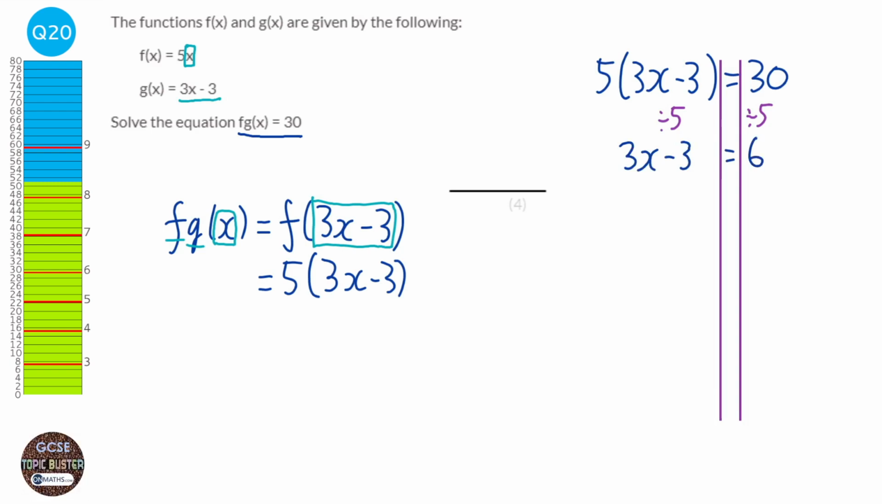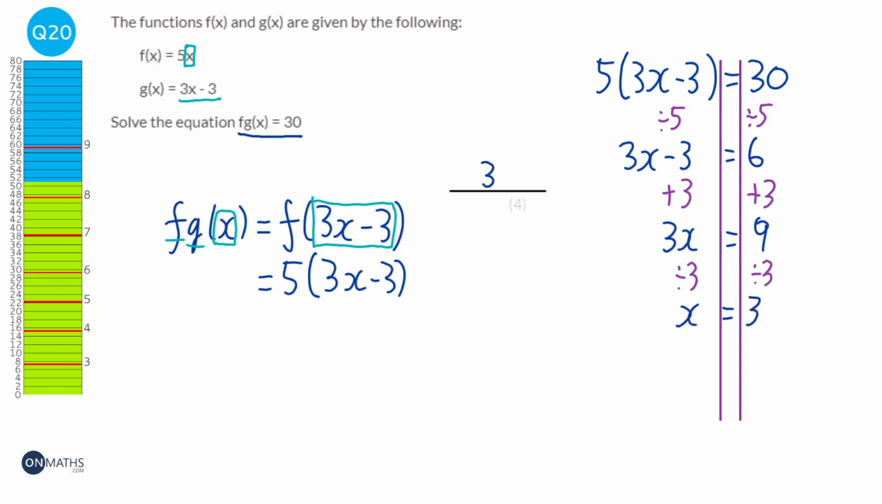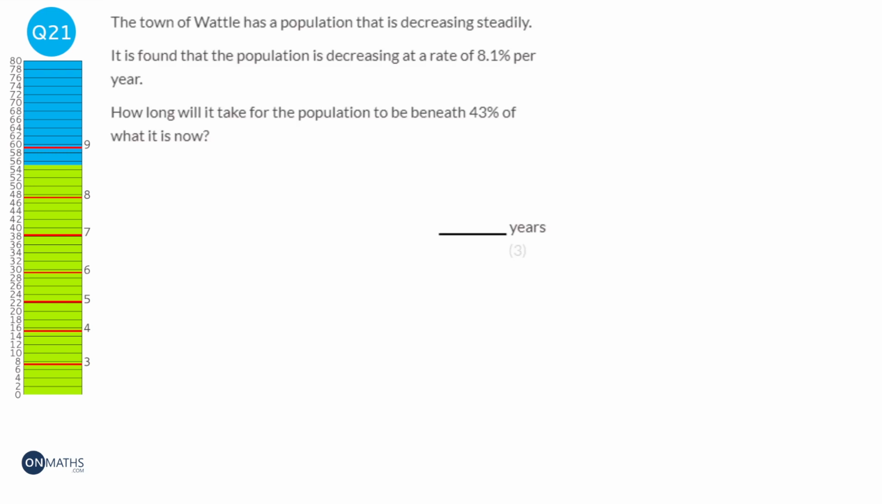I'm going to add 3 to both sides to get rid of that minus 3. And that will give us 3x on the left hand side and 9 on the right hand side. Then we're going to divide by 3 to get rid of that 3 before the x. So it just becomes x equals 3. So answer is 3.